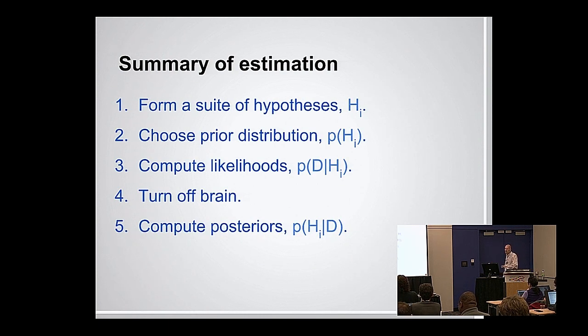All right, so just to summarize what we've done so far, you form a suite of hypotheses that represent anything that could possibly be true. You choose a prior distribution. It's subjective, but live with it. You compute likelihoods. Once you get to step 3, again, the spirit of Thomas Bayes comes and does all the work for you, and then you've got your posterior beliefs.